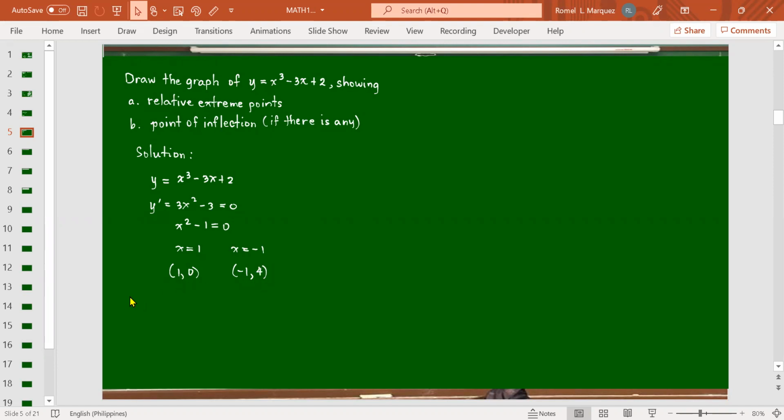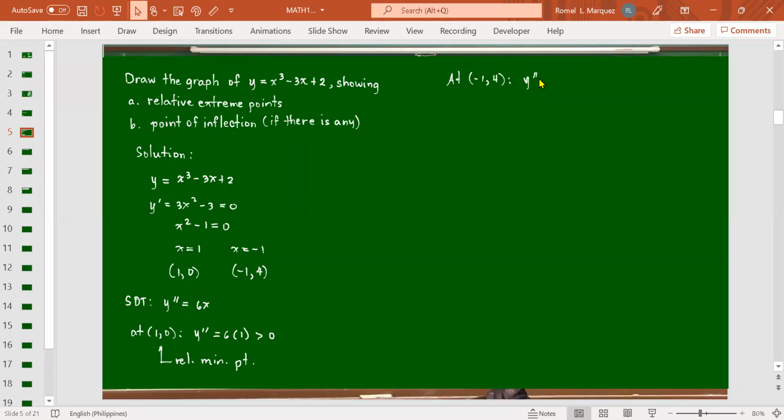Let's use the second derivative test. y double prime equals 6x. At (1, 0), this y double prime is positive, so that is greater than 0. Therefore, this point is what? Relative minimum point.